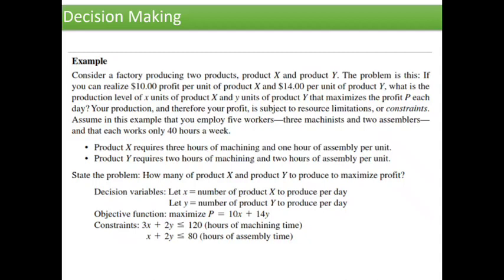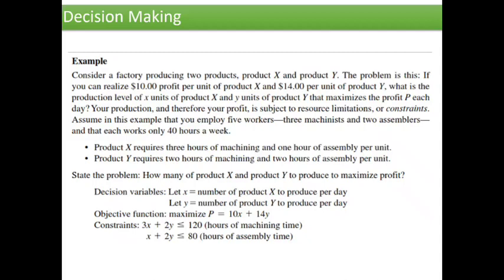Now the basic problem, as we discussed in the previous slide, is that we have to state the problem, and the problem is how many of product X and product Y to produce to maximize the profit. So we have to check how many products we can produce to maximize the profit. The decision variables: we have small x, the number of product X to produce per day, and y, the number of product Y to produce per day.